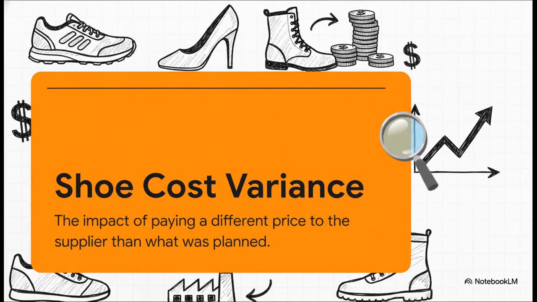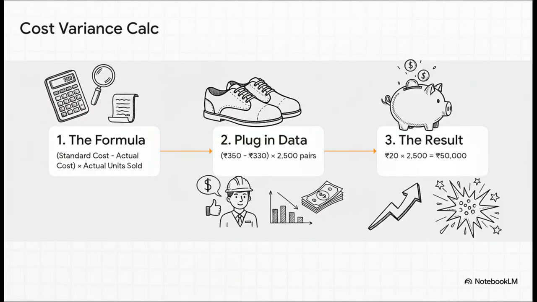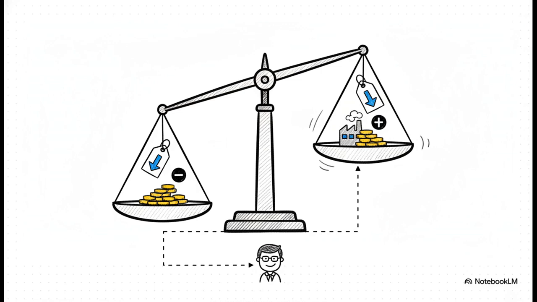Just like we looked at the price we charge our customers, we've got to look at the price we pay our suppliers. The shoe cost variance tells us if we saved money or spent more than we planned on the goods we sold. So, the formula is the standard cost minus the actual cost, times the actual quantity. The budgeted cost was 350 rupees a pair, but the supervisor worked some magic and got it down to 330. That's a saving of 20 rupees per pair. And over 2,500 pairs, that adds up to exactly 50,000 rupees.